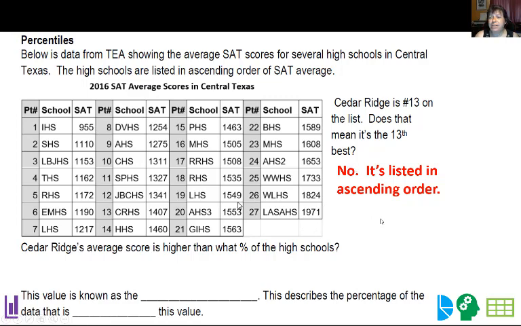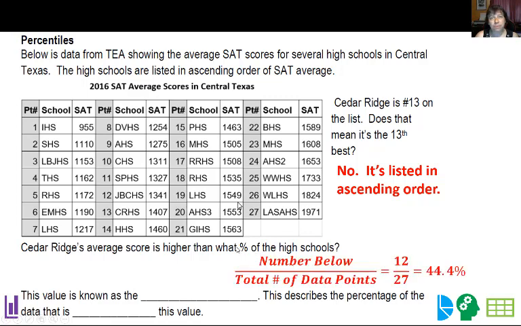So, Cedar Ridge's average score is higher than what percent of the high schools? Well, what we would do is take the total number of schools below that, so 13, so there are 12, out of the total number of high schools that I sampled here, and there are 27. So in this sample, Cedar Ridge is in the 44.4 percentile. So that's what we call that. See how I have the percent there? This describes the percentage of the data that is below the value.